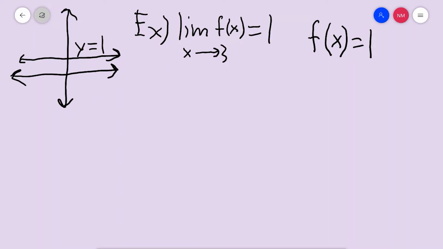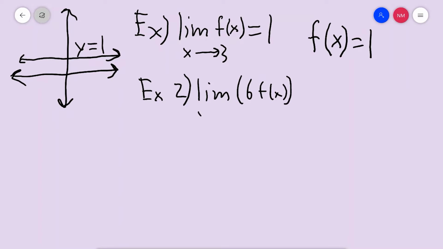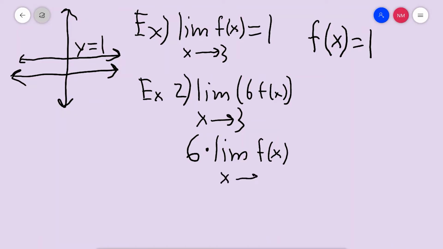Now, let's say we added a constant to the front of the equation and we wanted to find the limit of 6 times f of x as x approaches 3. We would move the constant out, and first we'd find the regular limit and multiply that by the constant. So if we multiplied 6 by the limit we got earlier, 1, we would end up with 6 being the answer.